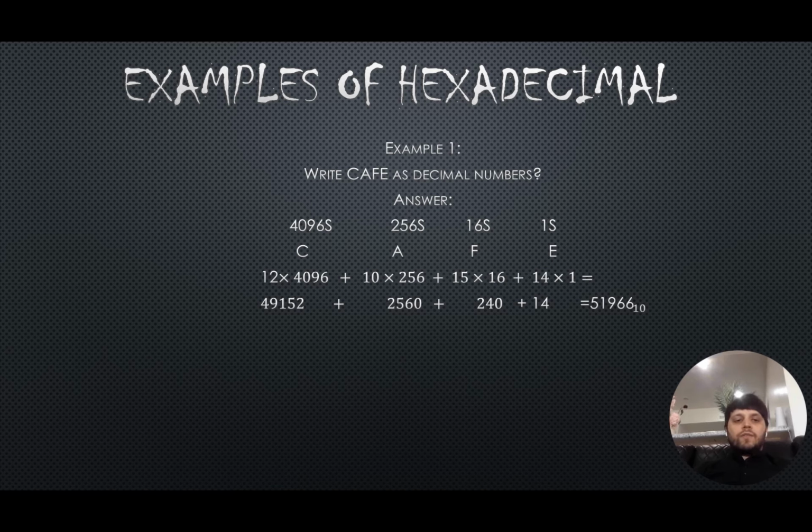So these are all our numbers: 49,152, plus 2,560, plus 240, plus 14. That will give me 51,966 in base 10, that's a decimal number. So the word CAFE is equivalent to 51,966. Alright, so this is the first example.